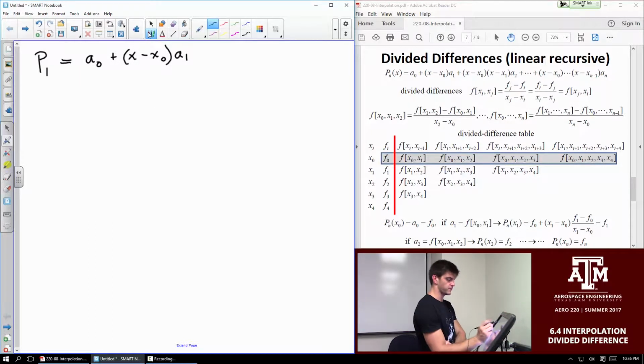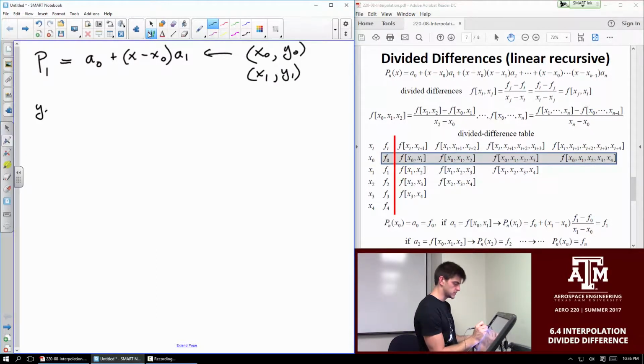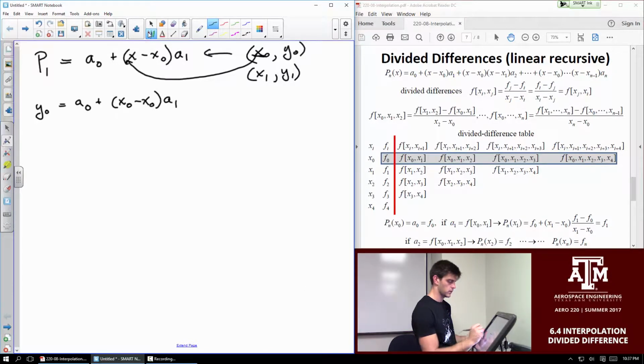Now, from this form, we want to use known points. In this case, like I said, we have 2 points. We want to use known points x naught, x1. Actually, let me write the point pairs like this: x naught, y naught and x1, y1 to find the coefficients a naught and a1. So y naught is equal to a sub 0 plus x sub 0. We need to just plug in x naught into here, minus x naught times a sub 1. This goes to 0. So we have that y naught is equal to a naught.